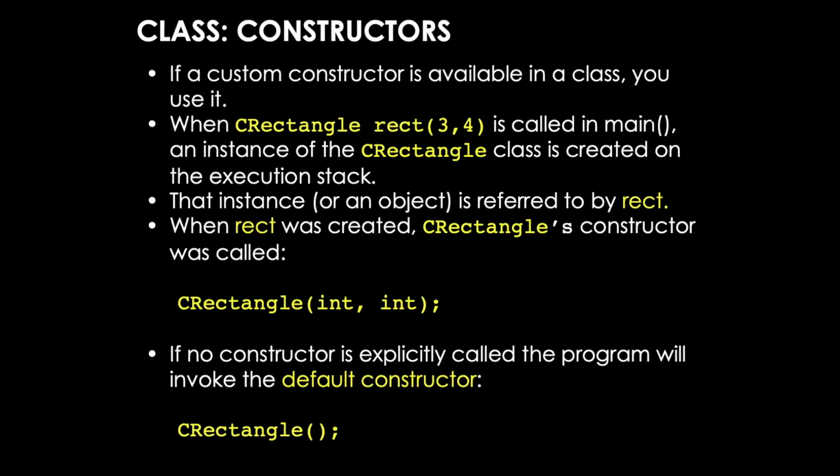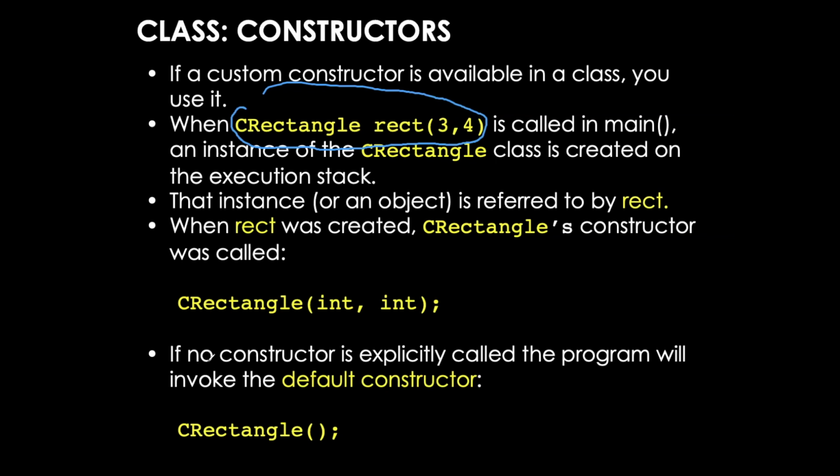This next one says we're going to create an instance of the CRectangle. The way that we do that on the stack is by issuing this with a semicolon at the end, right? So this is saying that we want to create an instance of this rect, and the variable name is rect, with a value of 3 and 4. And this is what we call a user-defined constructor.